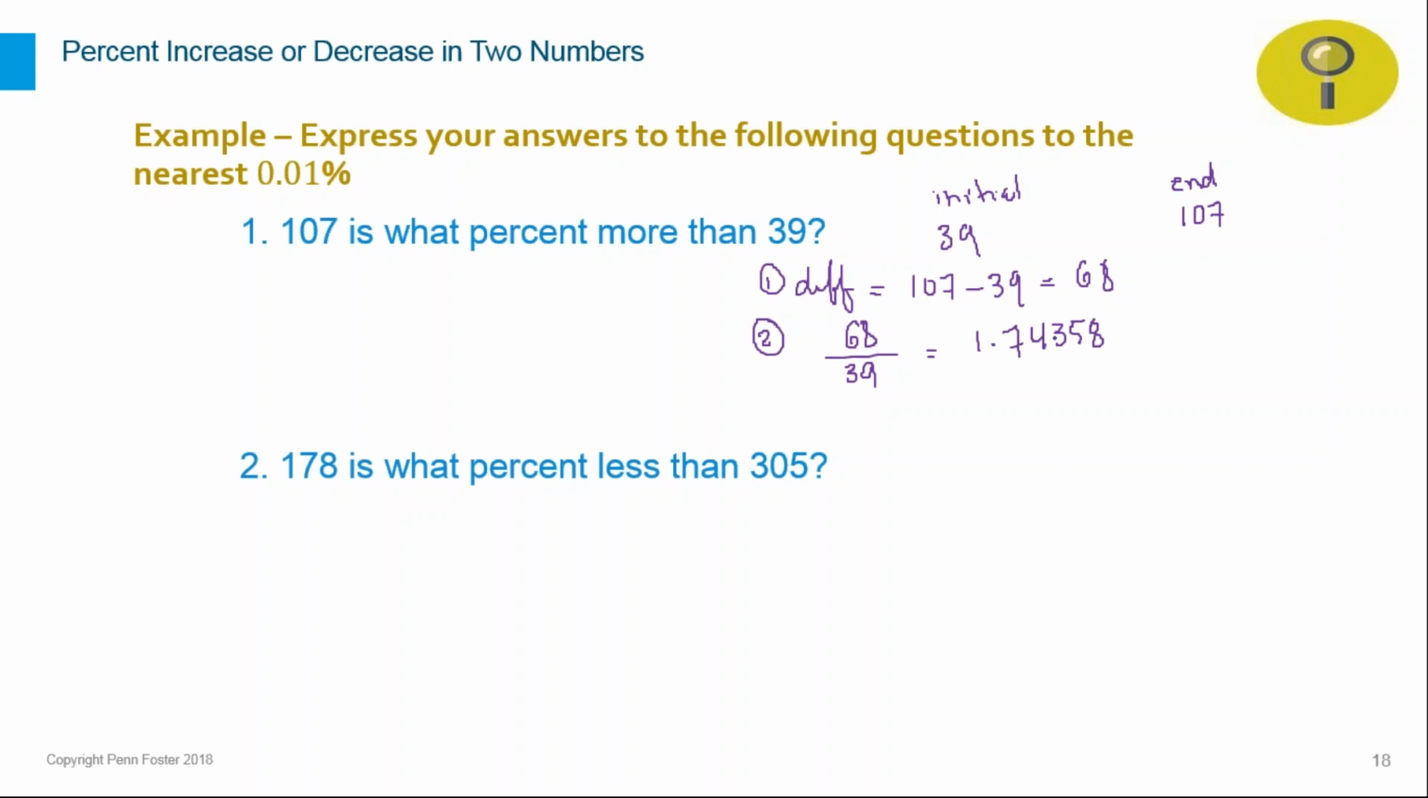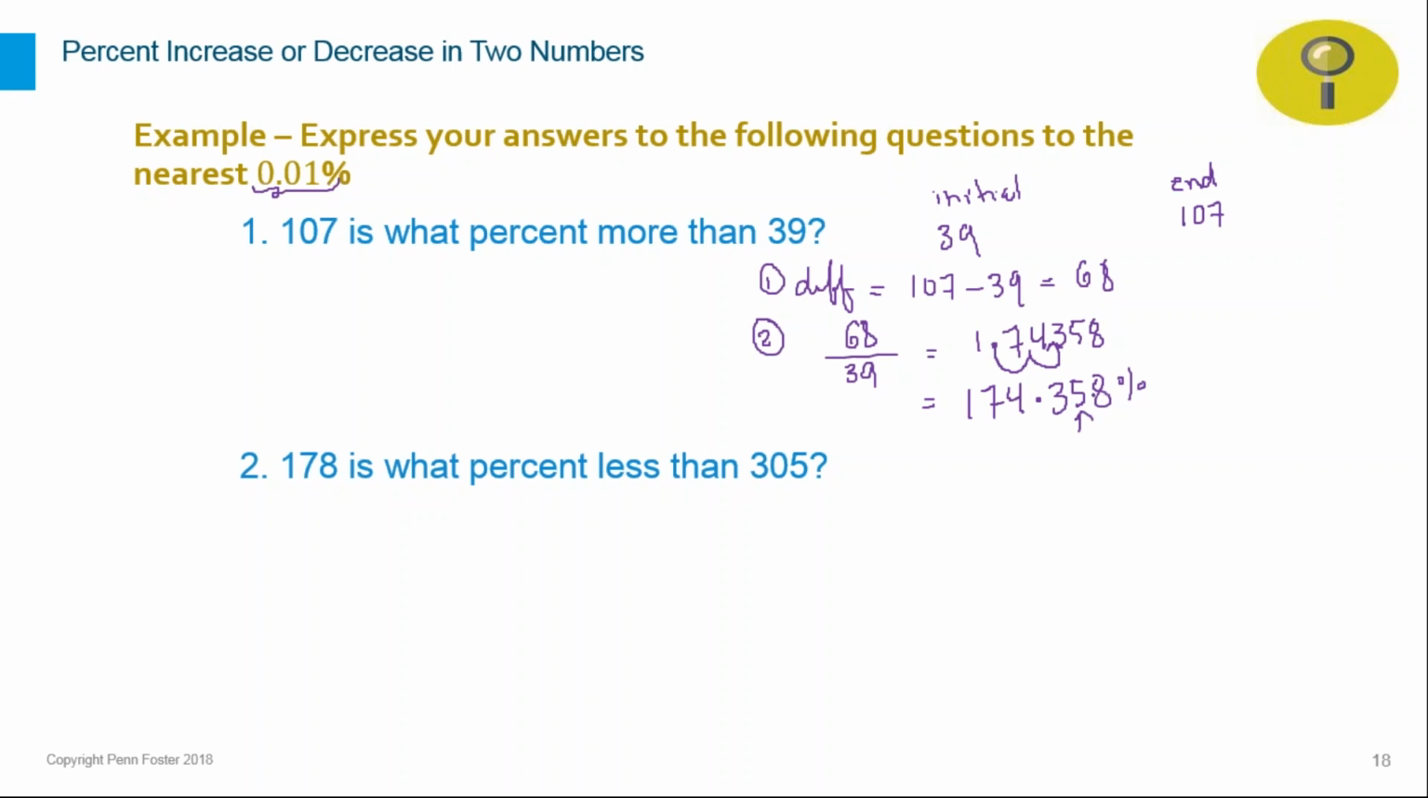Now multiply that times 100 to display that in percent. So that will make this decimal point move 2 places to the right. So it's going to be 174.358%. The answer is asking you to round your answer, so you need to find the nearest 100th percent. So you need to stop at that digit here.